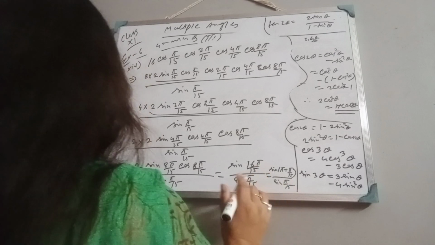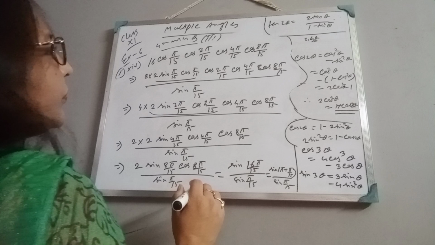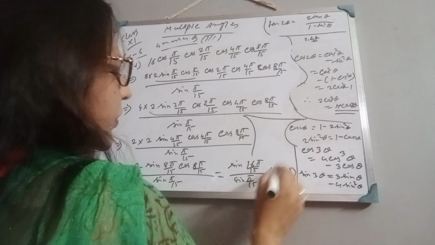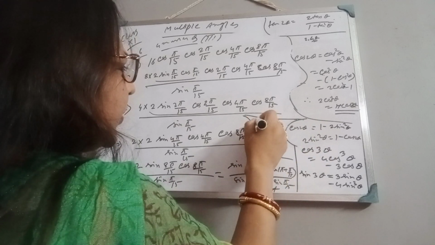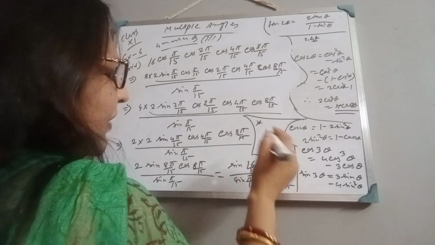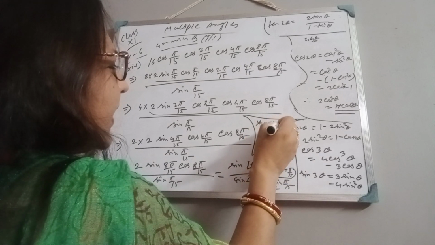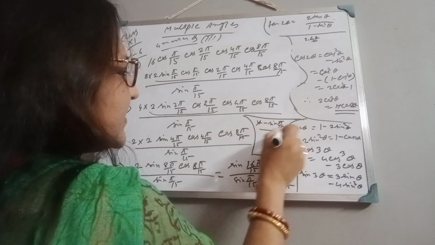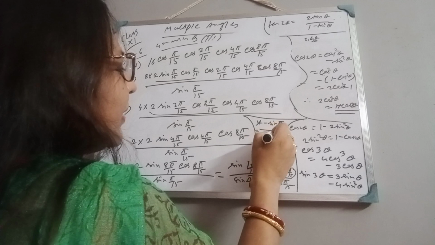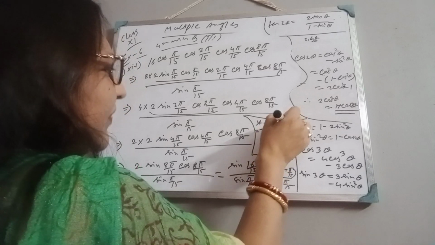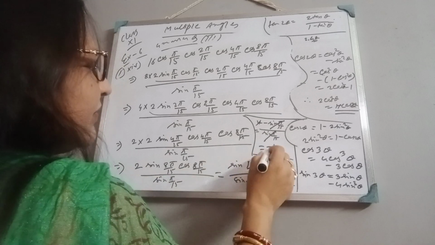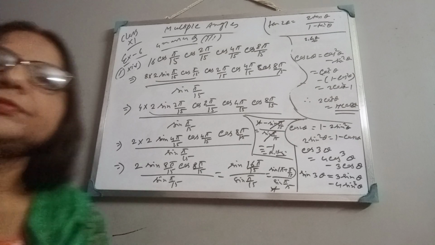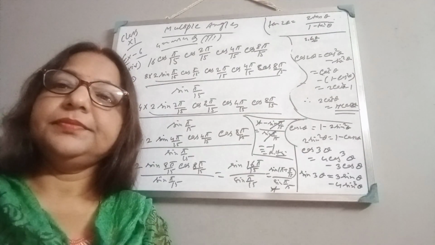Clear? Here I am writing, sin(π + π/15) means minus sin(π/15), since sin(180 + θ) equals minus sin θ, by sin(π/15). Okay, now this sin(π/15) will be cancelled, and we will get minus 1 as the right hand side. So it is now proved. I think now it is clear to you.